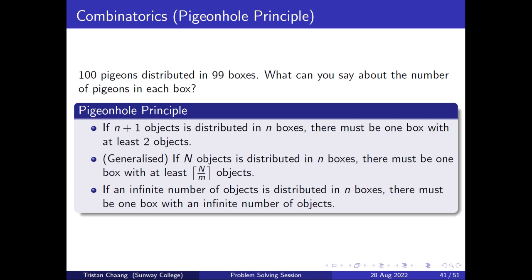And then the third one is the most obvious one. If an infinite number of objects is distributed in n boxes, there must be at least one box with an infinite number of objects. Right? I mean, technically the first one is the most obvious one. These are the 3 forms of the pigeonhole principle. But let's see what we can do with them.